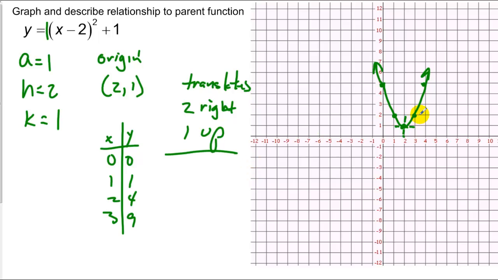And let's just check a point for kicks. We've got 3 and 2. I'm going to plug that in. I'll take 3 minus 2, square it, and add 1 to it. That gives me a 1 squared plus 1, which is 2. So it checks.